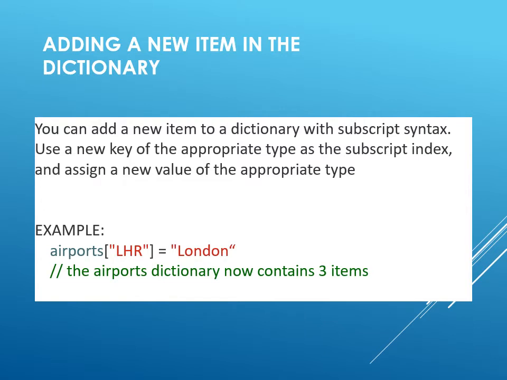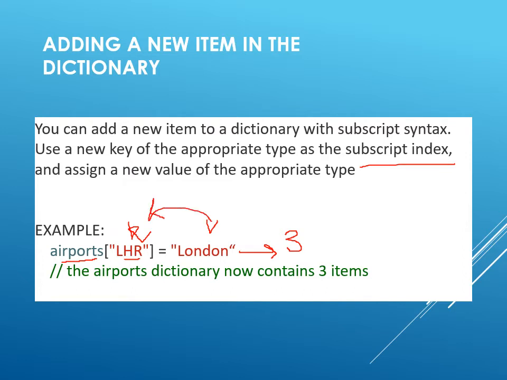Now the next is, how can we add an item to a dictionary? Its syntax is same as we have learned in the array. You will have to write this subscript index. You can add just airport, means your dictionary name, LHR, this will be the key, and London, this will be value. So this item will be added in our dictionary, and this will be our third item, means on third item we have airport of London with a key value of LHR.